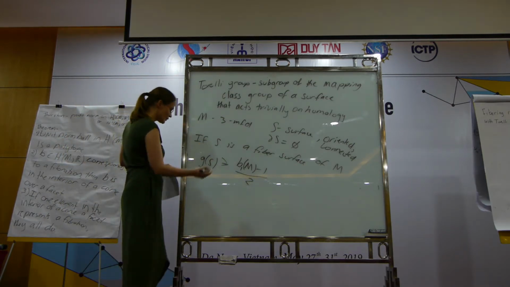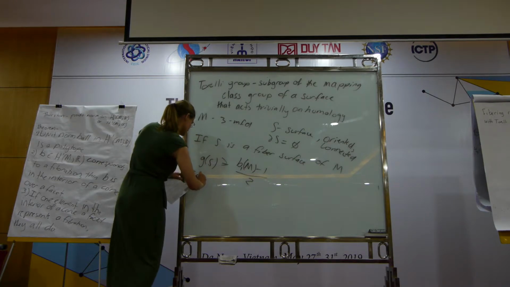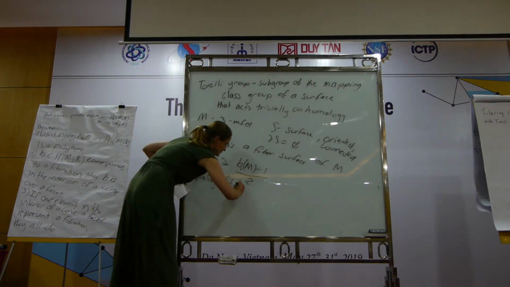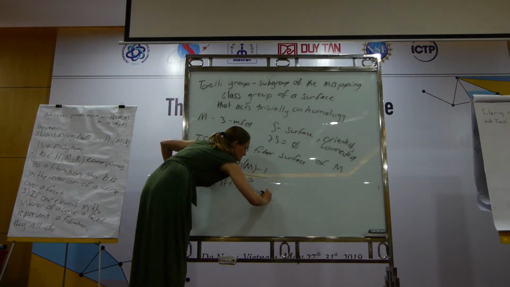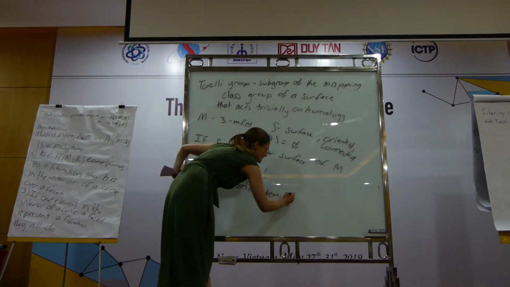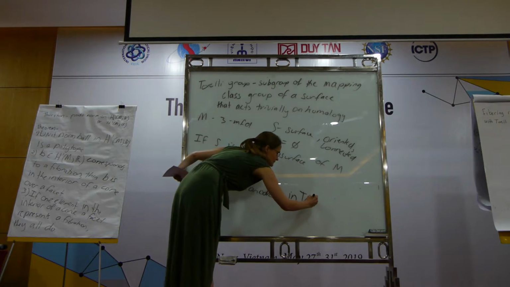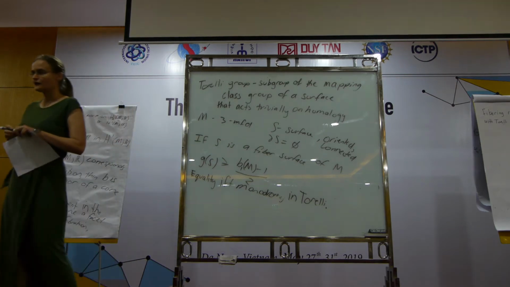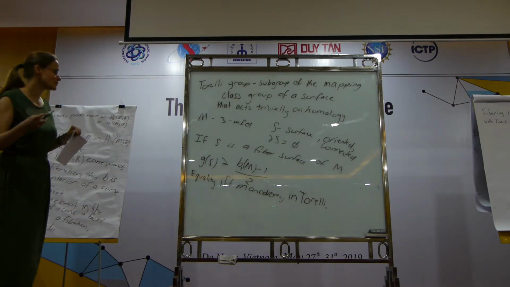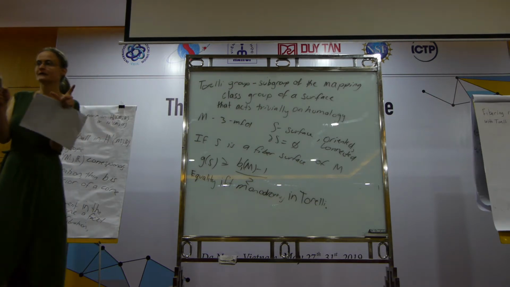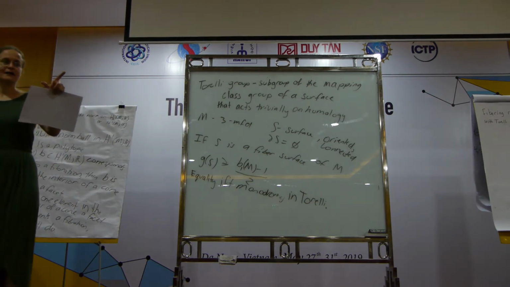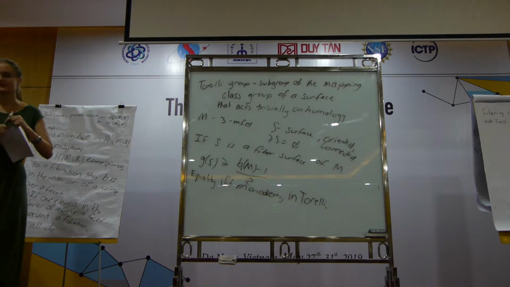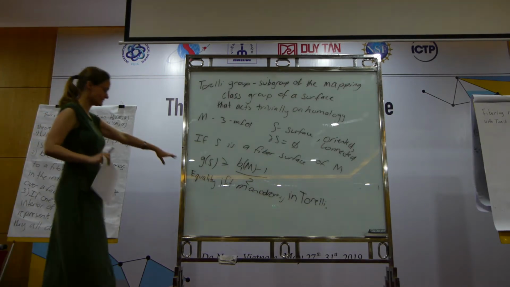And equality if and only if the monodromy is in Torelli. So if the monodromy is in Torelli, then the inclusion map of the fiber into the three manifold induces an isomorphism of the homology of the surface onto its image. There's no kernel. And that's where this comes from.